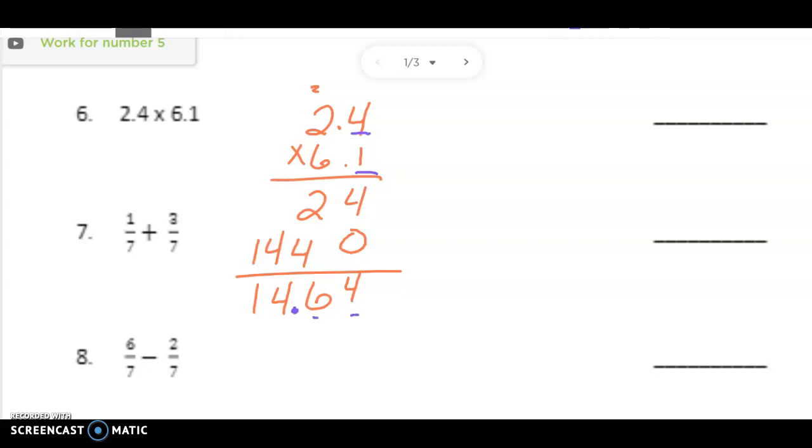Now here's the next thing. Think about it. 2 times 6 is 12. Notice 2 times 6 is 12. Isn't 12 and then 14? That's why the decimal goes in that spot. All right? So your answer is 14 and 64 hundredths. 14 and 64 hundredths.